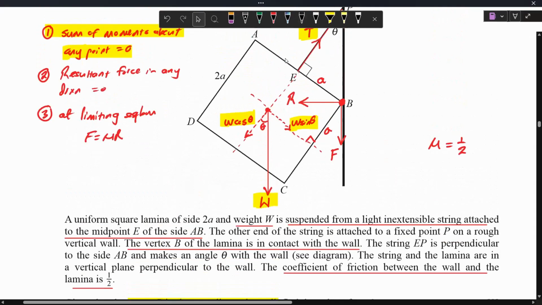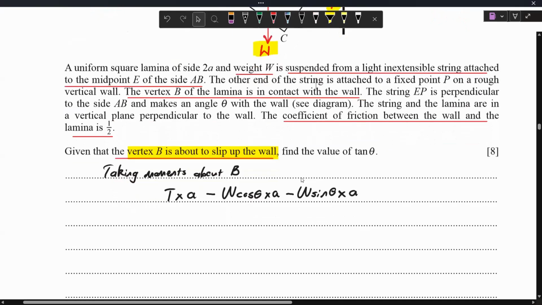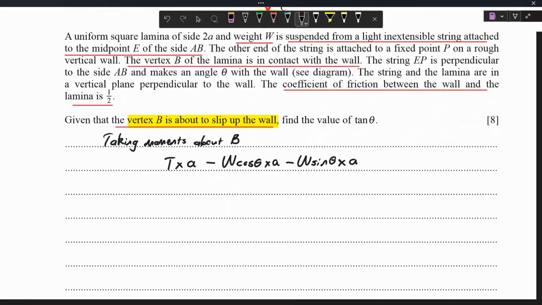Next, we're going to consider the force R. And the force R will have zero moment about B because its perpendicular distance from B is technically zero. And that's the same with the force F. So these are the forces that are at play, and we're going to say that the total moments is zero.